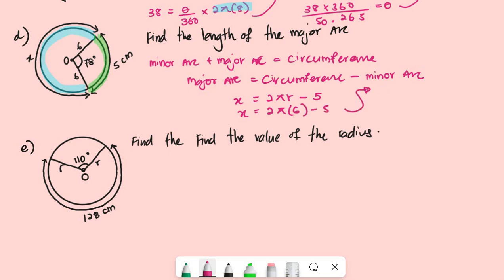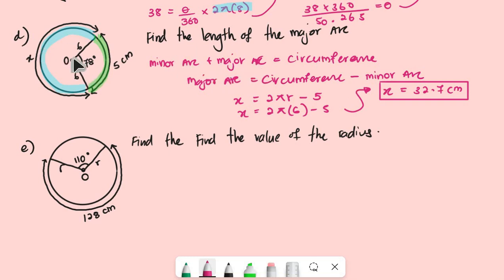So hence x, which is the major arc, would be 2 times pi times 6 minus 5. So that would be 32.7 cm. All right, this is the length of the major arc. You can just put this in your calculator and you would get the answer.